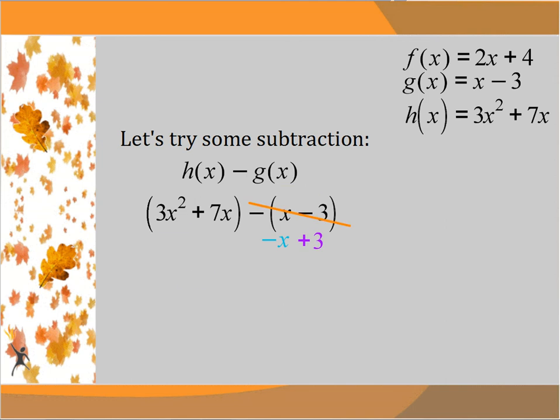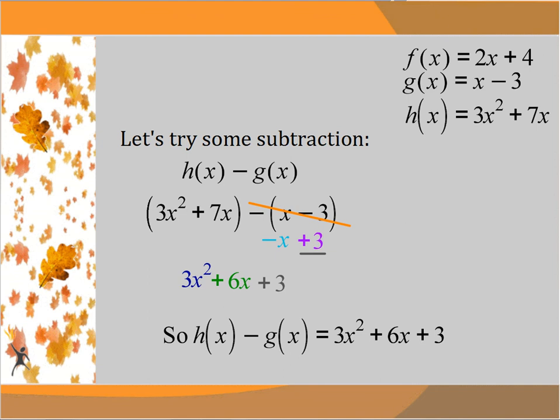So then when I combine like terms, I'm going to start with that 3x squared. There's no other x squared terms, so I leave it be. I have 7 x's, and I'm taking away one of those x's, so now I have 6 x's remaining, and the plus 3 on the end. So h of x minus g of x is 3x squared plus 6x plus 3.